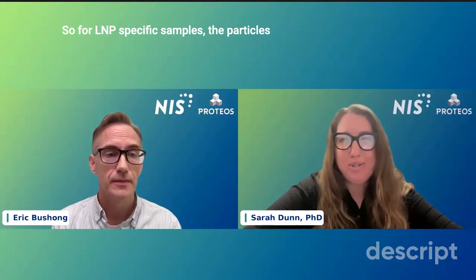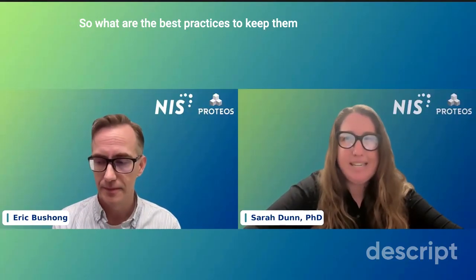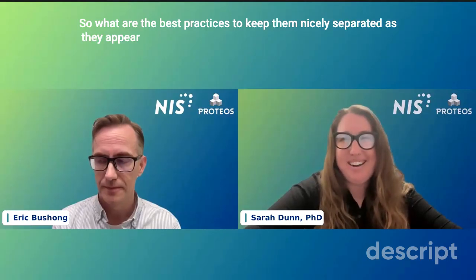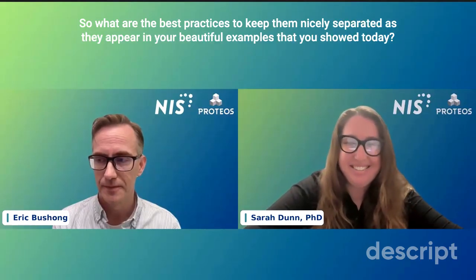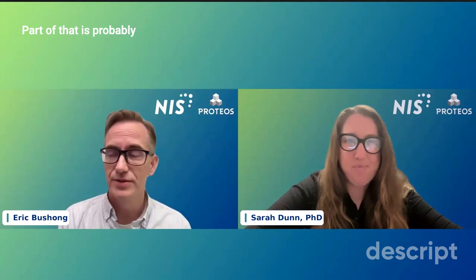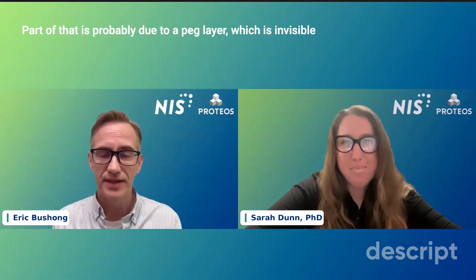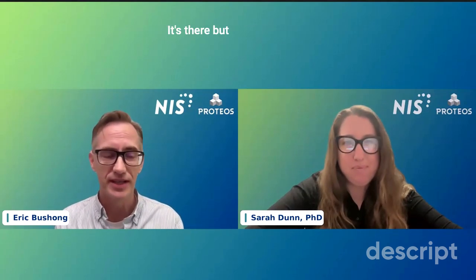Good point. Our second question is for the samples for LNP projects. For LNP specific samples, the particles are often clumping together. So what are the best practices to keep them nicely separated as they appear in your beautiful examples that you showed today? Part of that is probably due to a PEG layer, which is invisible in the electron microscope. It's there, but you can't see it.